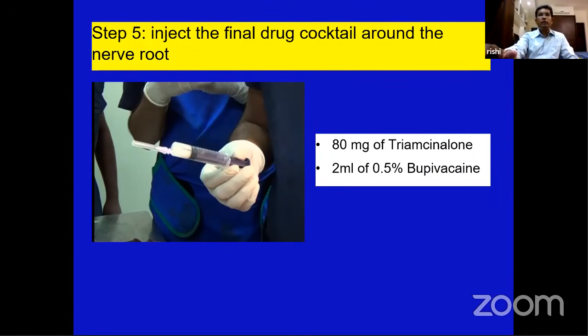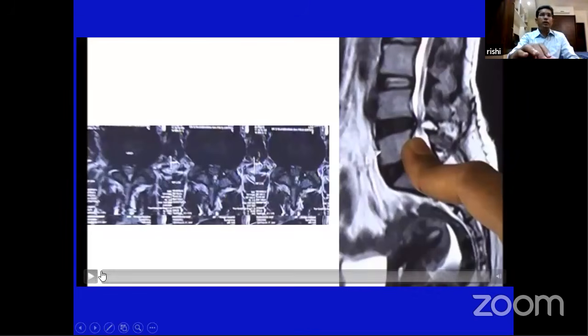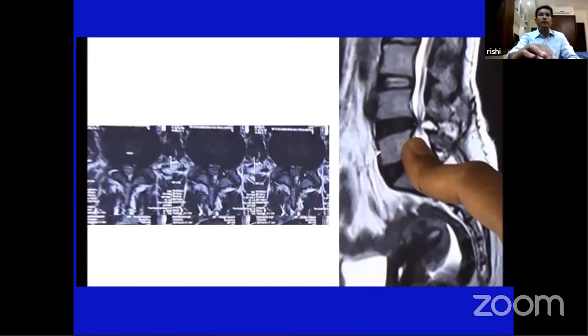So this is the final cocktail that will be given, which will be 80 milligram of triamcinolone along with 2 ml of 0.5% bupivacaine. If you give more bupivacaine, there are chances that the patient can have a temporary weakness of the involved nerve root. So it's better to avoid more than 2 ml of bupivacaine. And triamcinolone, we can give either 80 milligram or 160 milligram. Both work effectively in every patient. So let me show a video of how exactly, in a practical situation, we give a nerve root block.